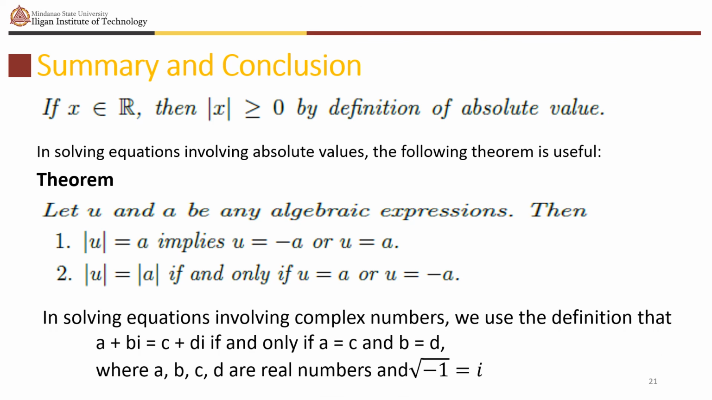So in solving equations involving complex numbers, we use the definition that A plus BI equals C plus DI if and only if A equals C and B equals D, where A, B, C, and D are real numbers and the square root of negative 1 is equal to I.